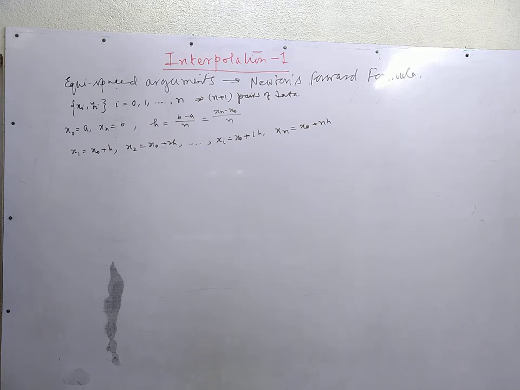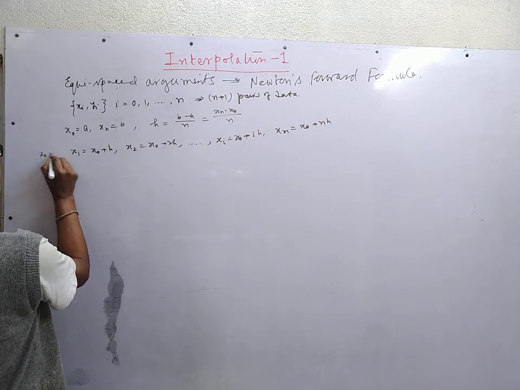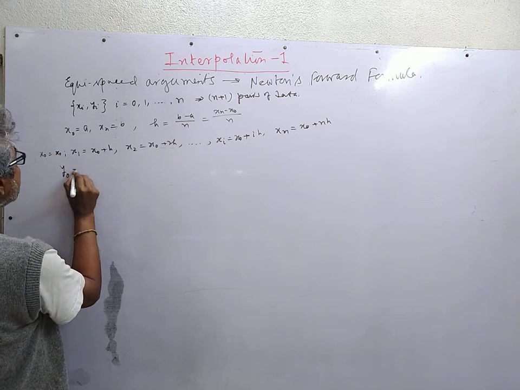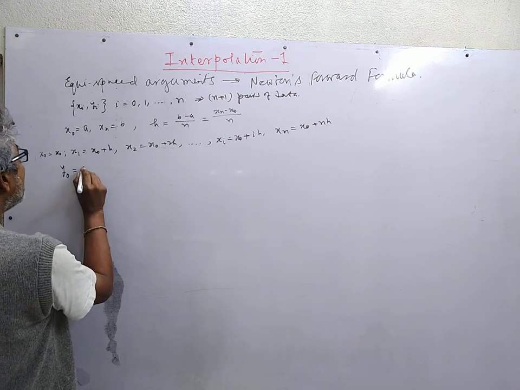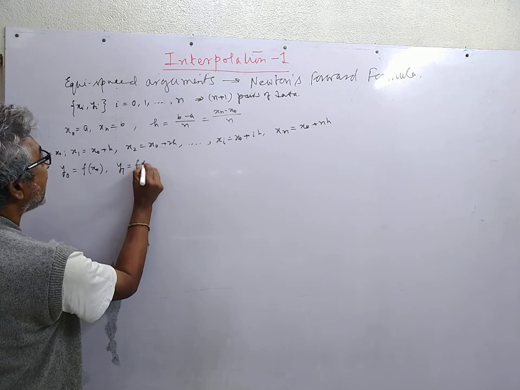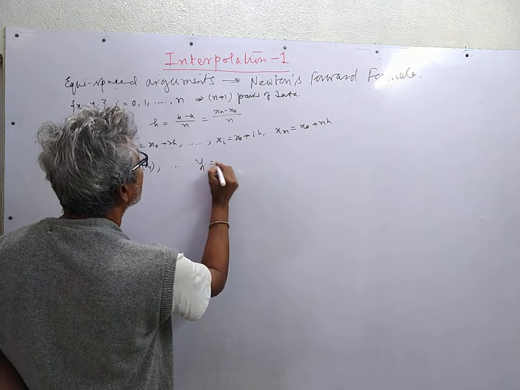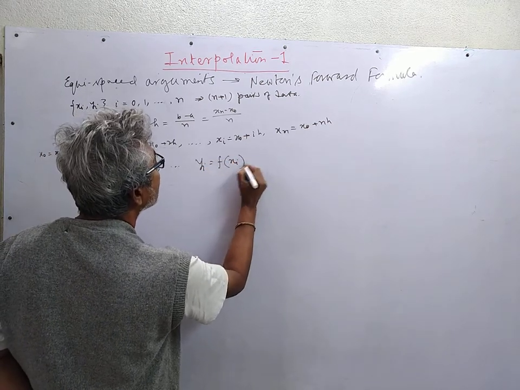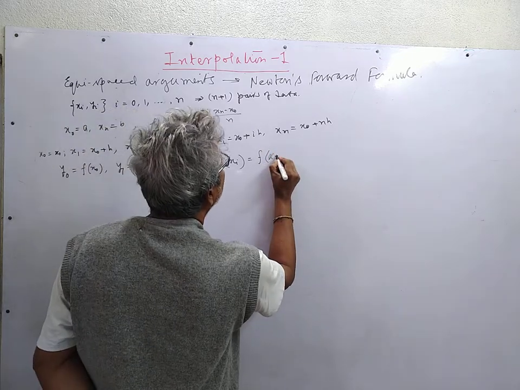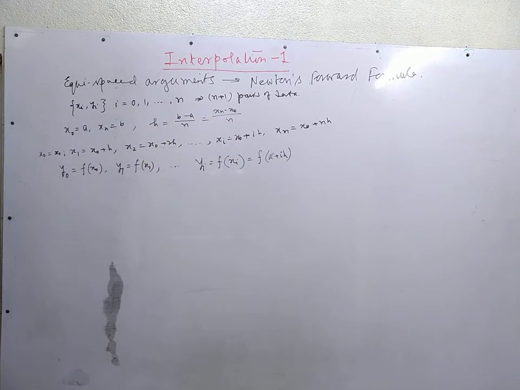The corresponding values of y are: y0 is equal to the function at x0, y1 is equal to the function at x1, and in this way yi is equal to the function value at xi, which is the function at a plus ih, and so on and so forth.